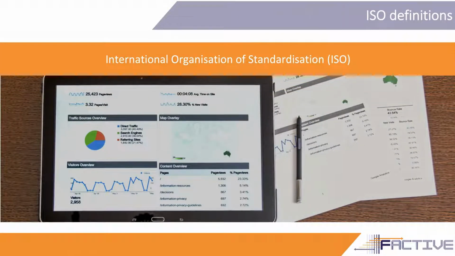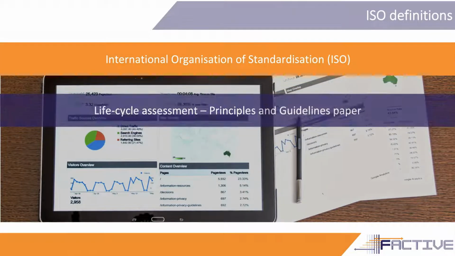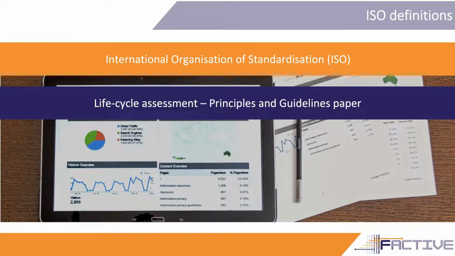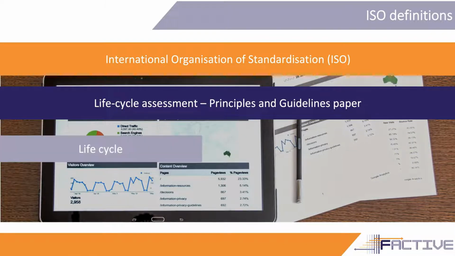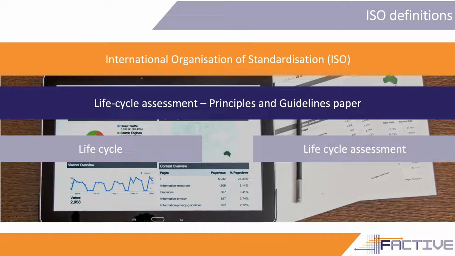The International Organization for Standardization, in the Life Cycle Assessment, Principles and Guidelines paper, defines the life cycle as consecutive and interlinked stages of a product or service system, from the extraction of natural resources to the final disposal. As for the life cycle assessment, it is defined as a systematic set of procedures for compiling and examining the inputs and outputs of materials and energy, and the associated environmental impacts directly attributable to the functioning of a product or service system throughout its life cycle.